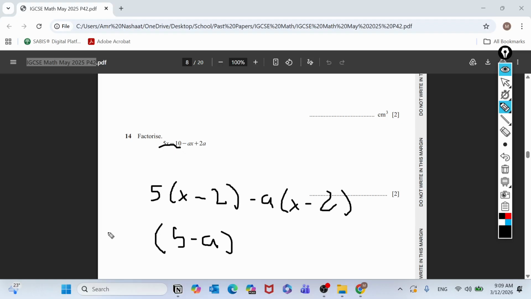And take out the x minus 2. So x minus 2. X minus 2 into 5 minus 2. Okay, yeah, this should be the answer. X minus 2, 5 minus a.